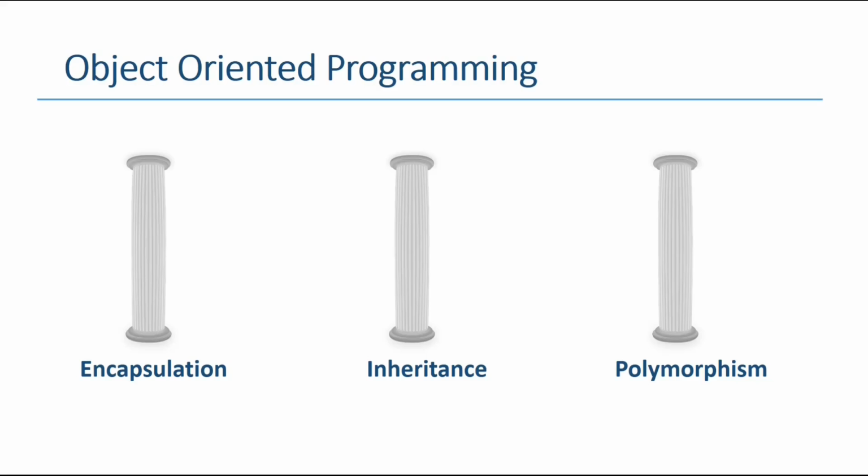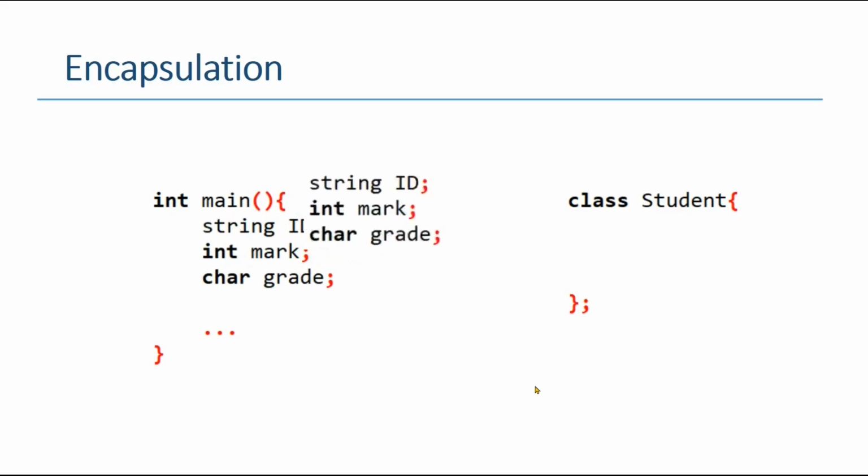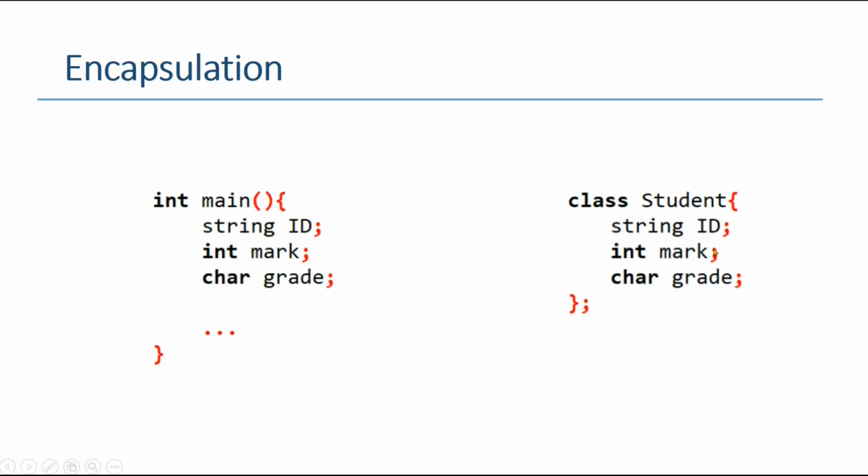Object-oriented programming, or OOP in short, has 3 major pillars: encapsulation, inheritance, and polymorphism. An object-oriented programming must have all these 3 features. Encapsulation means bundling of variables and even functions together in a group called class. In this context, variables are known as data members.